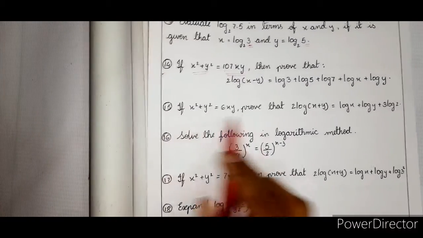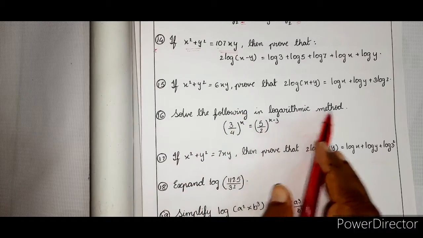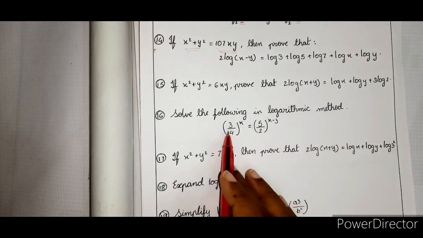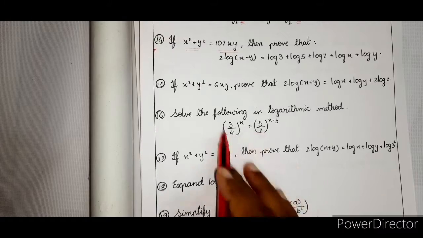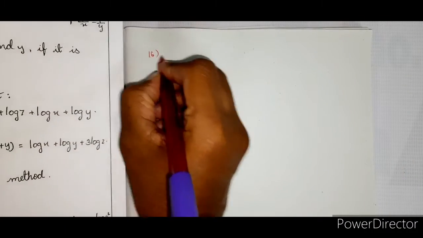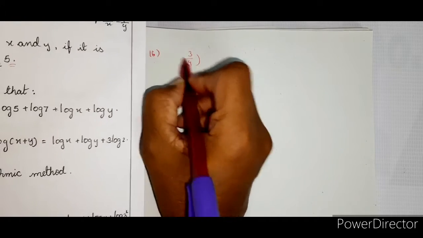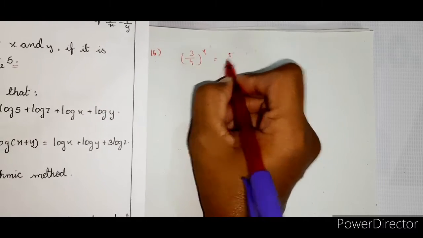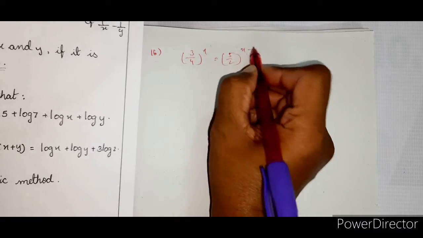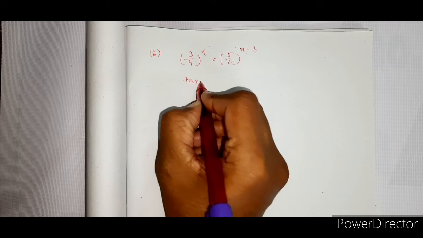Right. So now let us see the next one. Leaving the 15th one here, we have the 16th: solve the following using the logarithmic method. That means you are going to take log on both sides and then follow all the log rules. If such problems are given, how to solve them is also important, is it not? So what is given? (3 by 4) whole power x is equal to (5 by 2) whole power (x minus 3). Now taking log on both sides.